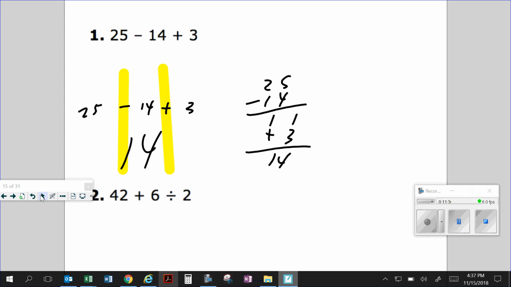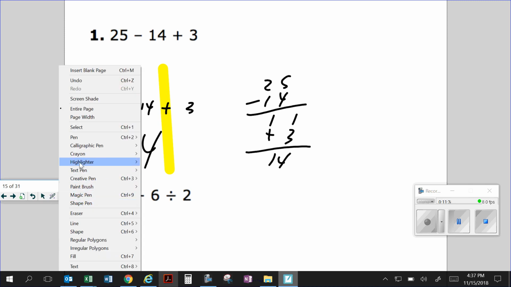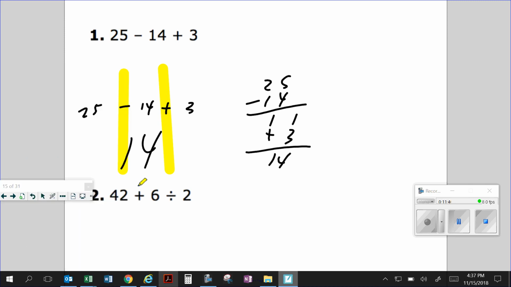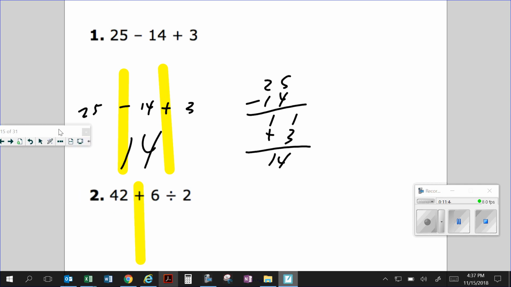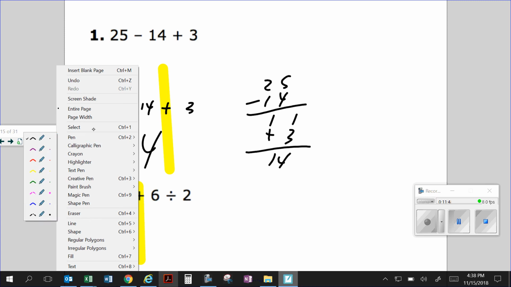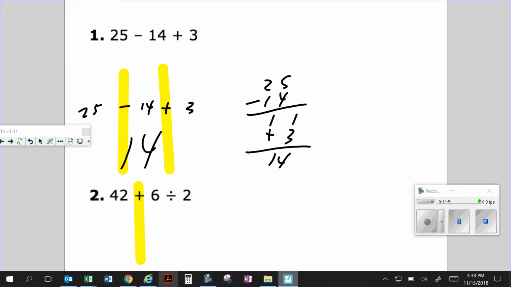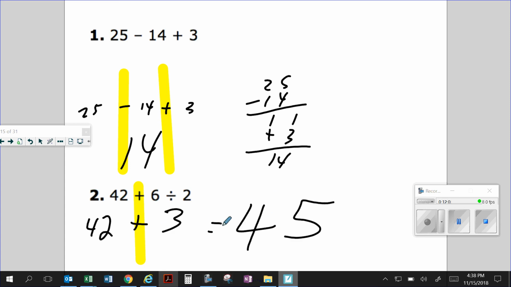So number two, let me get my trusty highlighter. I highlight any addition, subtraction operators. So do you see how this operator has broken it into 2 different terms? What do you see in the first term? I see a 42. What do you see on the right term? 6 divided by 2. And what is 6 divided by 2? 3. 42 plus 3 is 45.